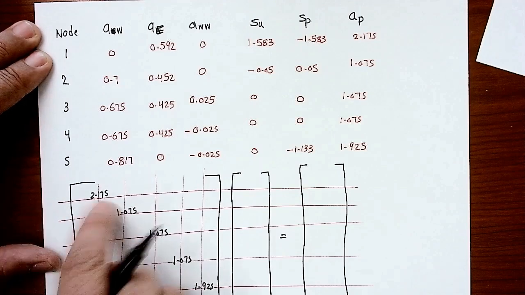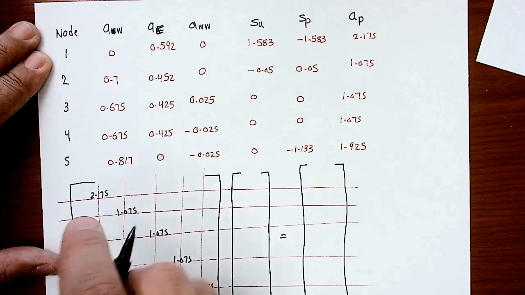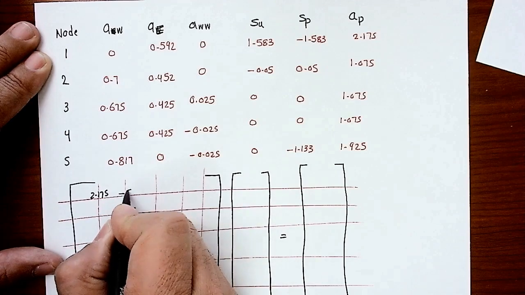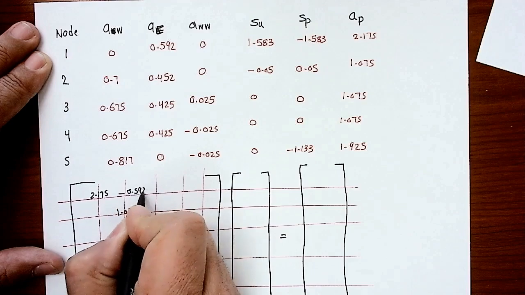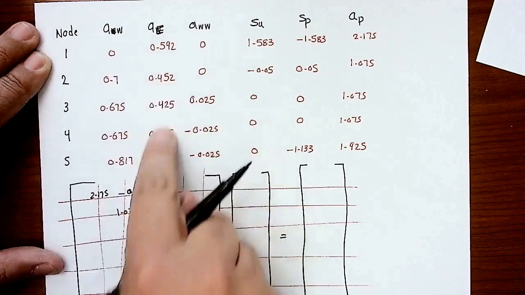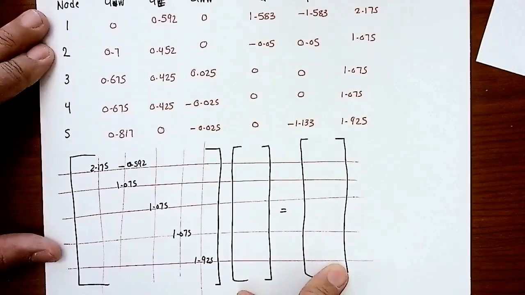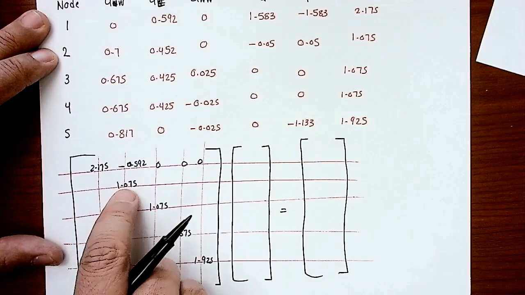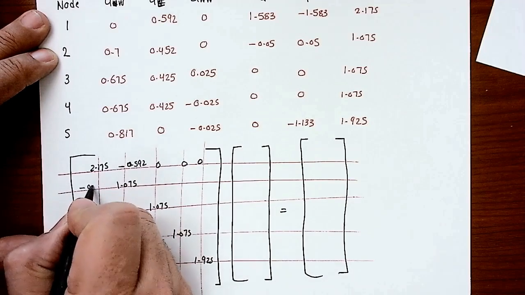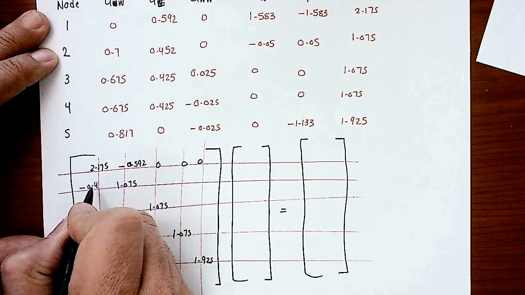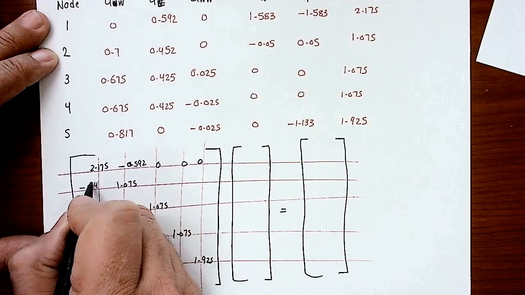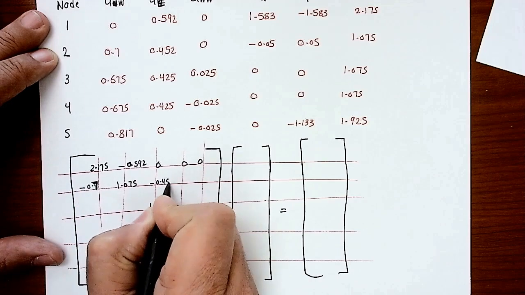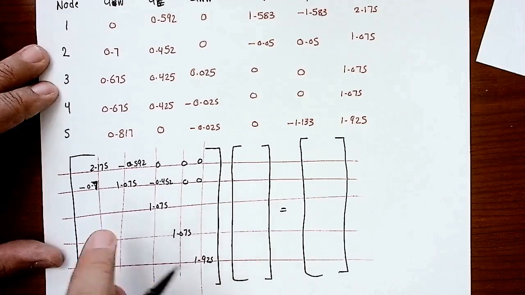Then I will take the first line. We have A West is 0. I have A East, right? That's minus 0.592. Remember, we add that negative sign from the values in here. Then the rest will be zeros. Go for node number 2. I have A East is minus 0.452. That's West 1, that's minus 0.7, sorry. And the East is minus 0.452. Then everything is 0.